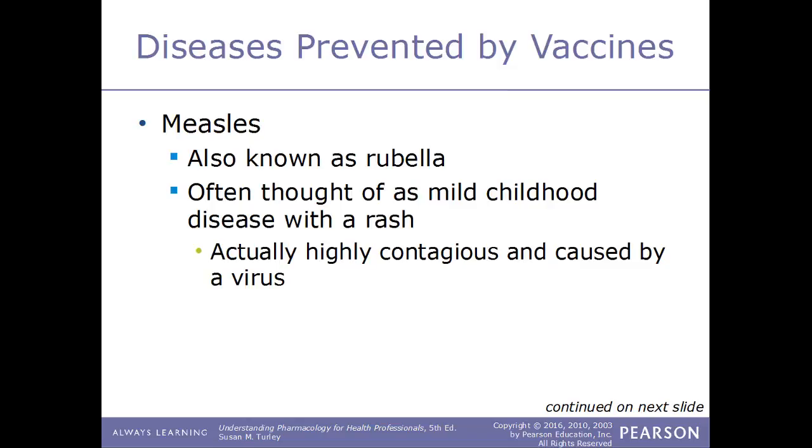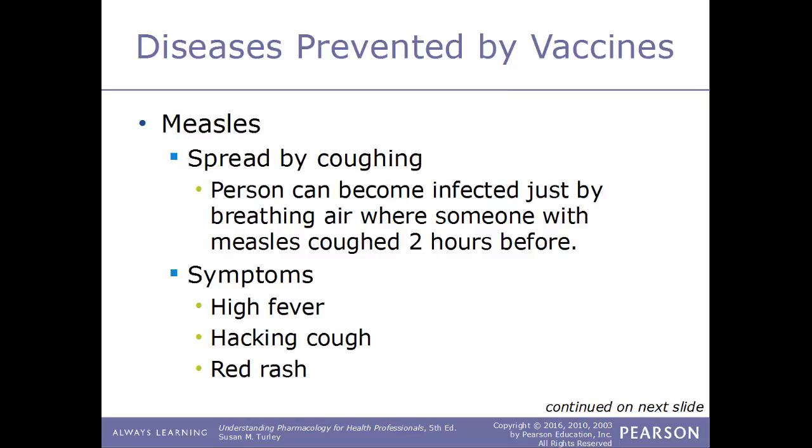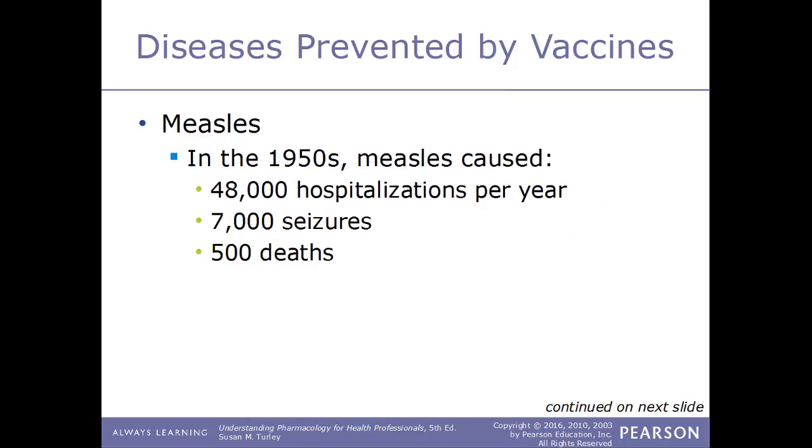Measles. This is also known by the name rubella. It's often thought of as a mild childhood disease with a rash, but this is actually very highly contagious and caused by a virus. Measles is spread by coughing, and a person can become infected just by breathing the air where someone with measles had coughed 2 hours before. Some common symptoms of measles: high fever, a hacking cough, and a red rash. In the 1950s, measles caused 48,000 hospitalizations each year, 7,000 seizures, and 500 deaths.